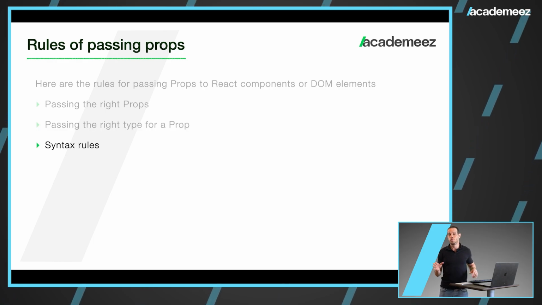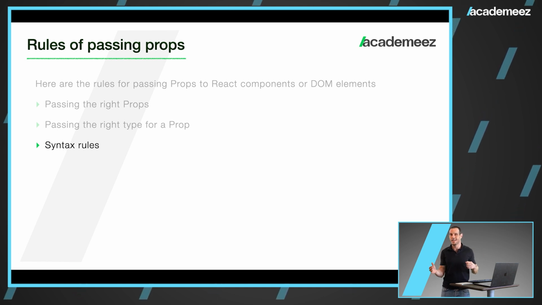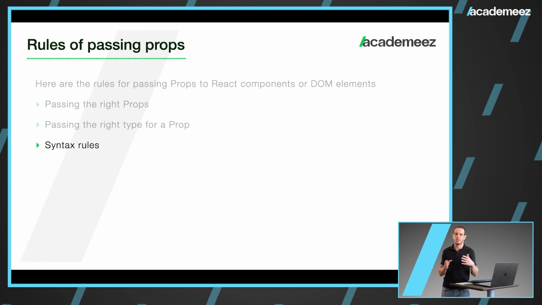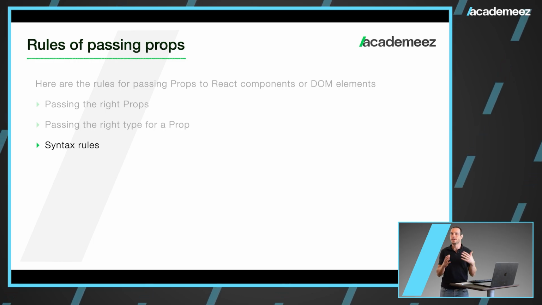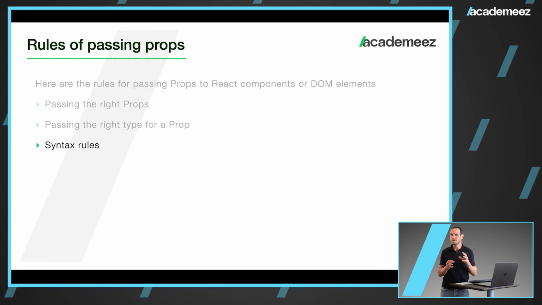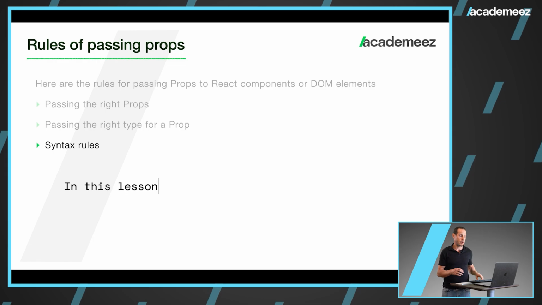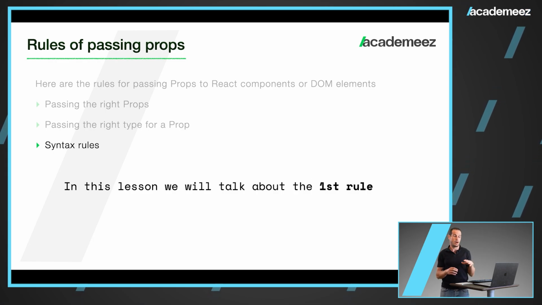The third rule, it's not a single rule, but a bunch of rules that we're going to cover in next lessons, is general syntax rules. For example, if the type is string, I don't have to wrap it in curly braces. For other types, I need to wrap it in curly braces. For example, spread operator to pass a bunch of props. Similar small syntax rules that we need to keep in mind. But this is the third rule regarding props. And in this lesson, we're going to focus on the first rule.